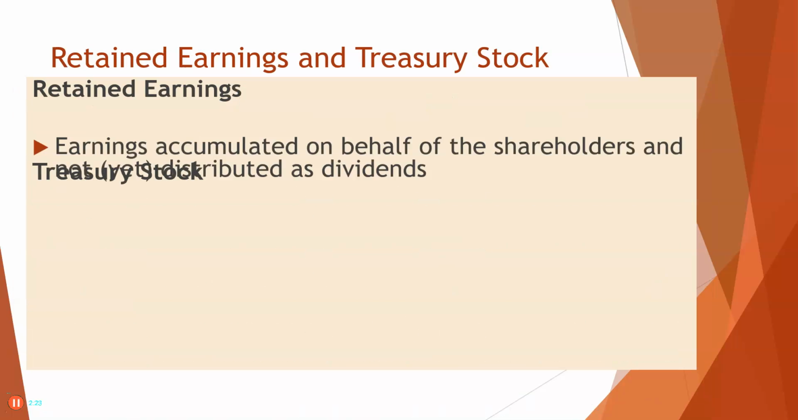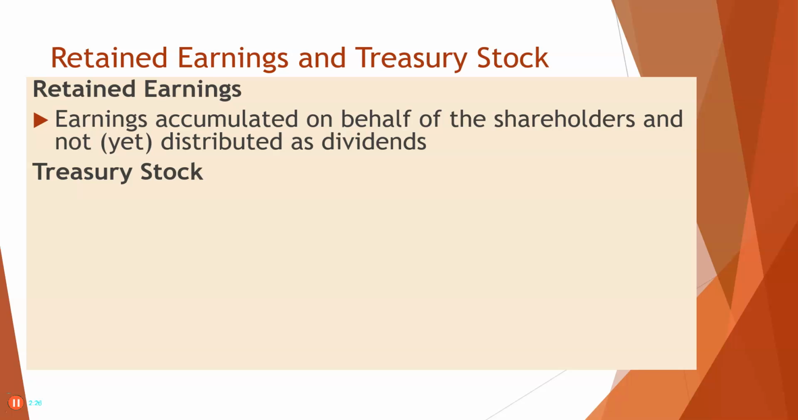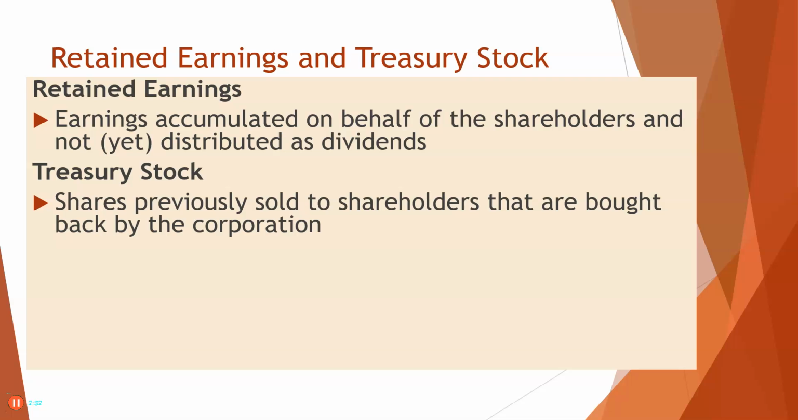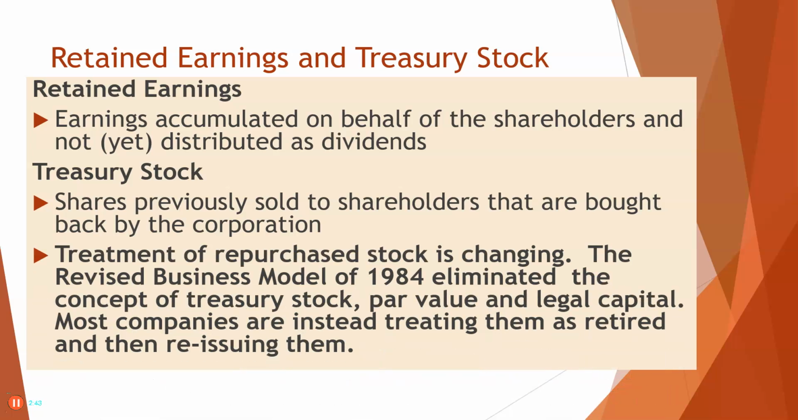Now, retained earnings. Earnings accumulated on behalf of the shareholders and not yet distributed as dividends. Treasury stock, shares previously sold. Now, treasury stock used to be, there was no journal, no recording anything. You just adjusted the par value and the number of shares, but that's changed. So, now we have a revised business model, eliminated the concept of treasury stock, par value, and legal capital. Most companies are instead treating them as retired and then reissuing. So you won't see a line item called treasury stock anymore because they just retire them, and then when they want them again, like if they have stock options for their employees, they just reissue them.